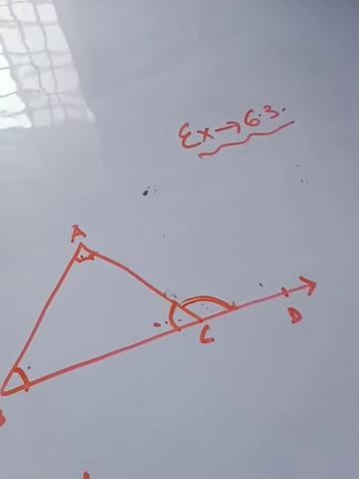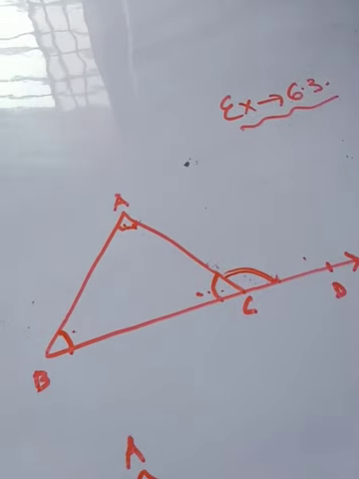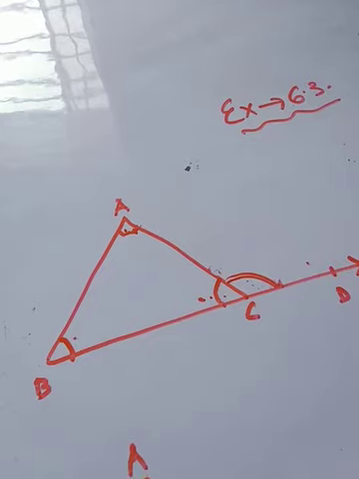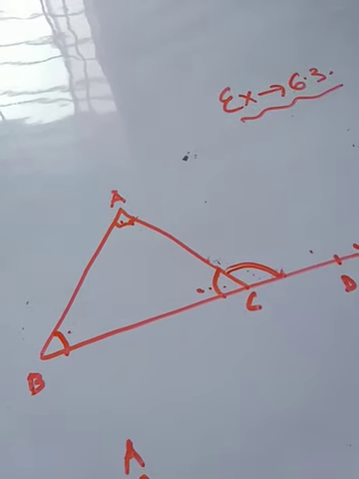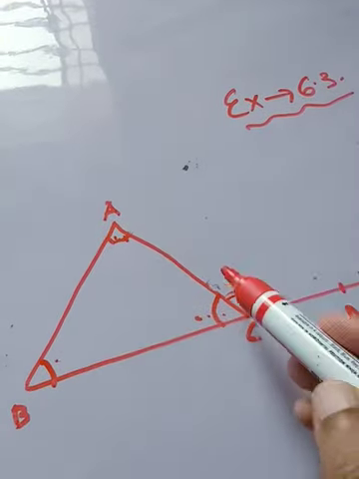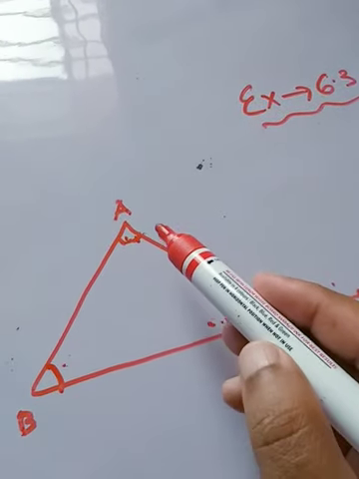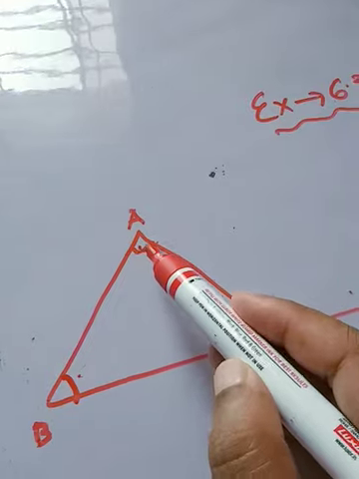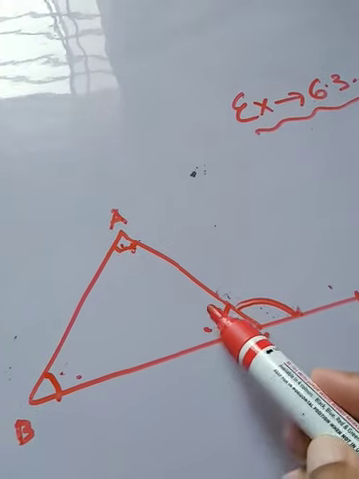Hello students, today we'll start exercise 6.3. Before that, we will learn one very important property of a triangle. Suppose this is a triangle ABC, and we know that in a triangle there are three angles, isn't it? So the angles are A, B, and C.